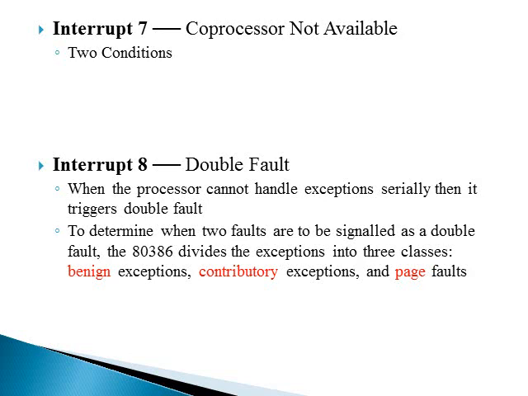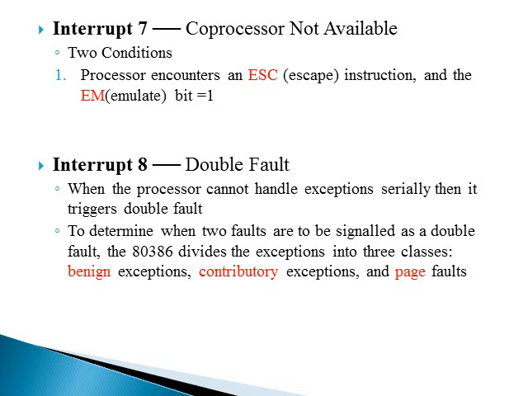Interrupt 7, which is a coprocessor not available exception. This exception occurs in either of two conditions. The first condition is when the processor encounters an escape instruction and the EM bit of the control register 0 is set. The second case is when the processor encounters either the wait instruction or escape instruction and both the MP, that is monitor coprocessor, and TS, that is task switch, bits of the CR0 register are set.